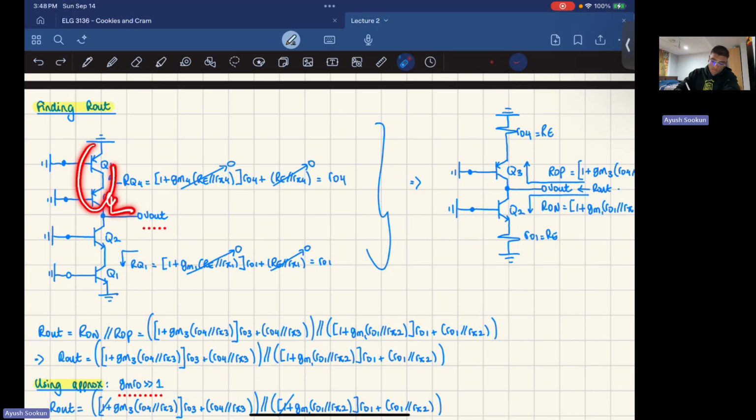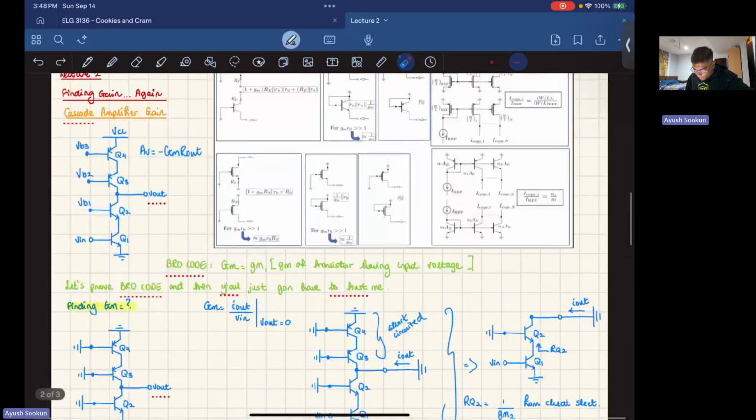I can't replace both of these at once, but I surely can replace only this one. I can't replace both of these at once, but I surely can replace this one. So I'll find RQ4. What am I doing? Here we're looking at the collector and the base and emitter is grounded. So let's look at the situation going on there.